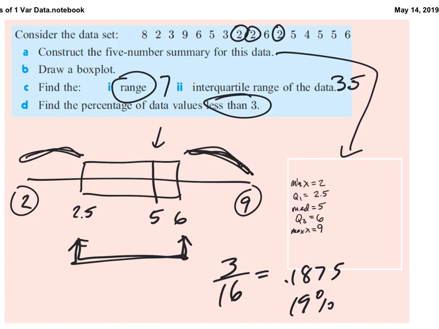I think that's not an awesome follow-up question. I would have asked something about what is the lower 25th percentile of your data? And then you would have been talking about our lower quarter of our data being between 2 and 2.5. So, all right, moving on.